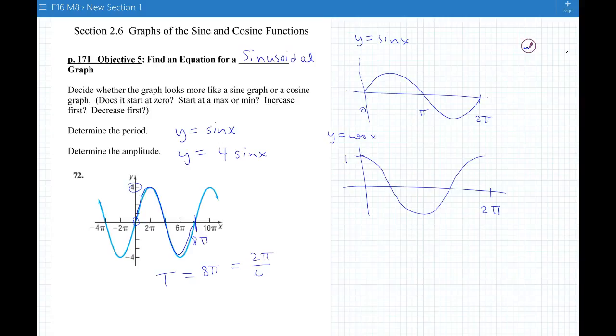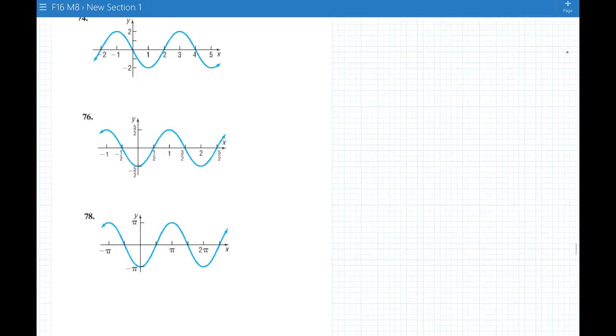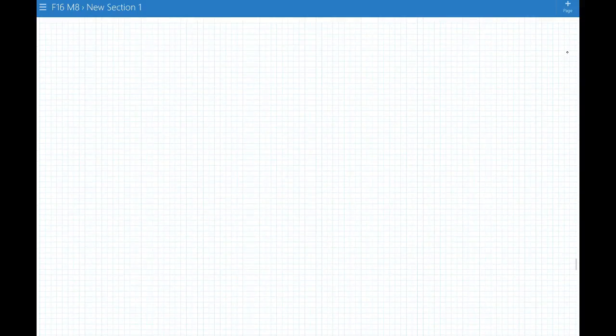Well, this equals 2 pi over omega. So I want to solve for my omega. So 8 pi equals 2 pi over omega. Multiply both sides by omega. So I have 8 pi omega equals 2 pi. Divide both sides by pi and see that omega equals 1/4. So my answer is y equals 4 sine x over 4. So the period got way bigger because I multiplied by a number between 0 and 1. So that's how we're going to analyze these graphs. And that's all we have in section 2.6.